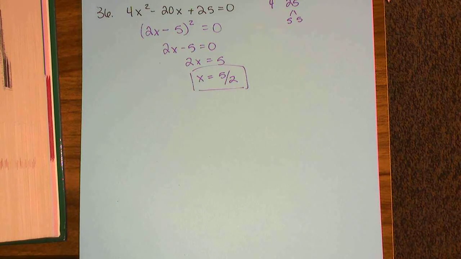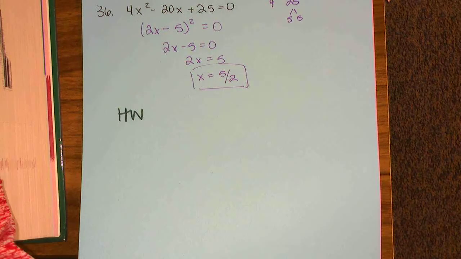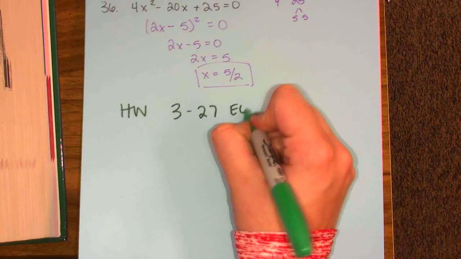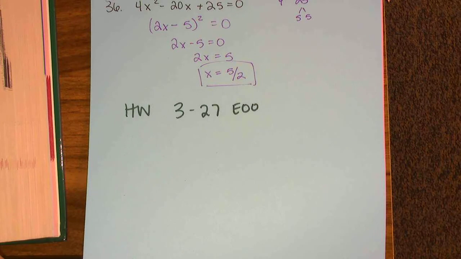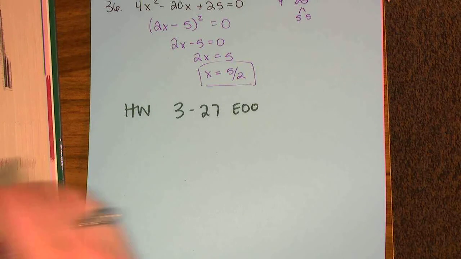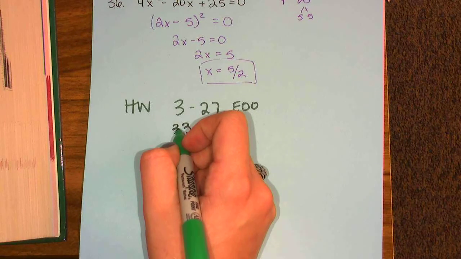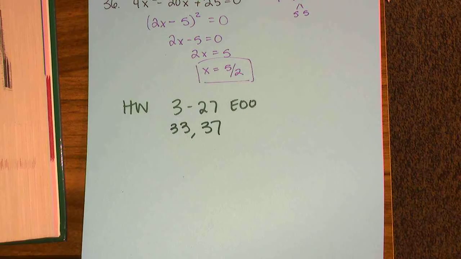So your problems to go with this section are going to be 3 through 27, every other odd, and 33 and 37. So that'll be your problems. You need to finish those today because you do have something else to work on tomorrow.